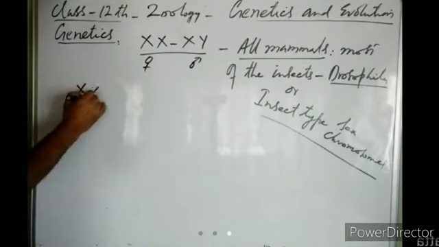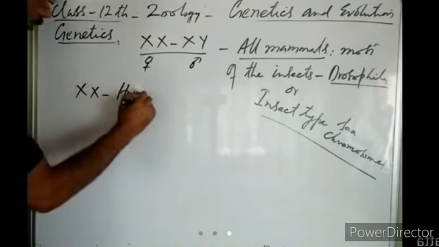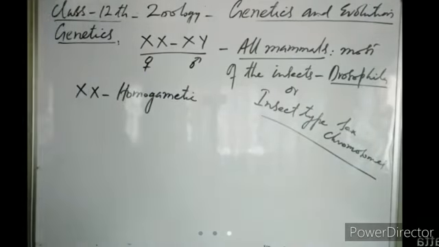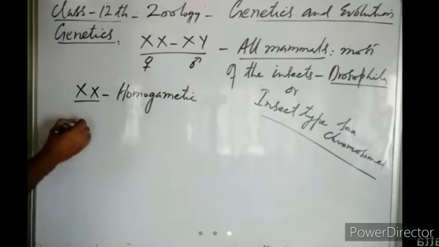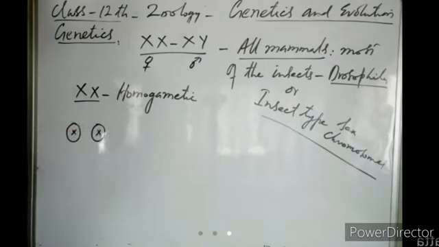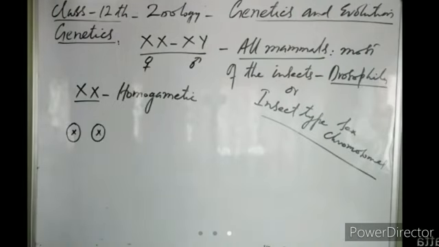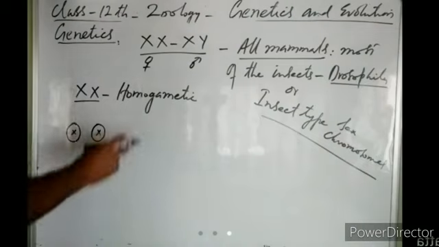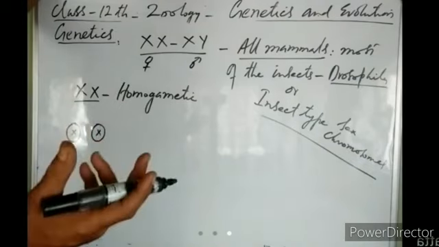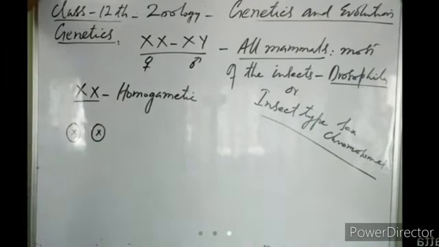So this female is homogametic. What do you understand by homogametic? When meiosis occurs in the germ cells of the female, it produces the ova, and all the ova have sex chromosome X in them, right? When the ova have the same type of sex chromosome, we call it homogametic. The gametes are similar because all the gametes possess the sex chromosome X. That is why we call it homogametic.